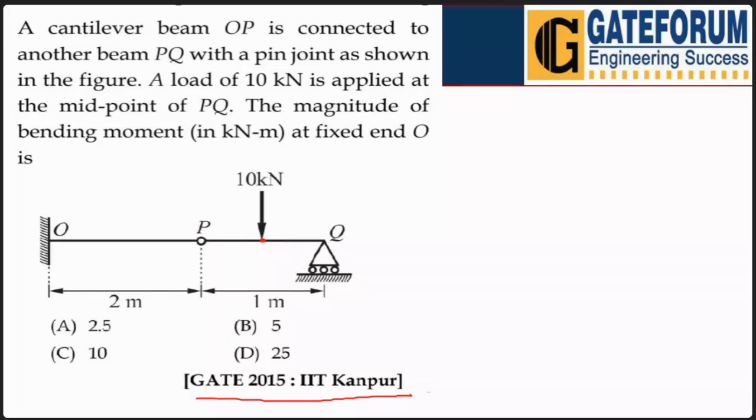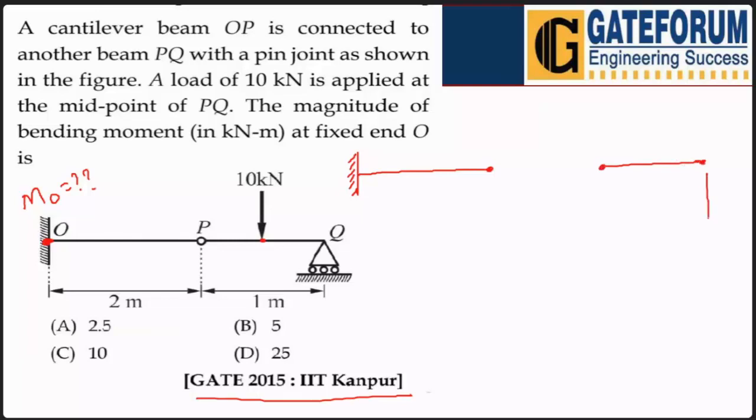The question asks for the magnitude of the bending moment in Newton meter at the fixed end O. Very simple. Here at O, we need to find the value of M at O, that is in beam 1. In beam 1, we need to get the value of the moment at point O only. If we separate these two, what is the first step? The first step is to separate the two beams from the point of the internal hinge. Suppose we have separated.